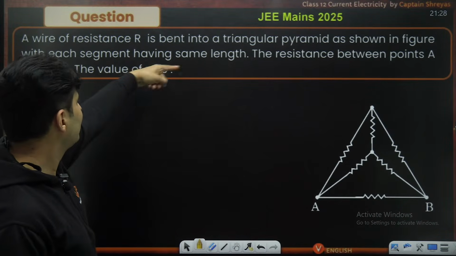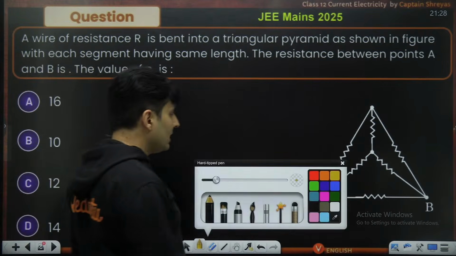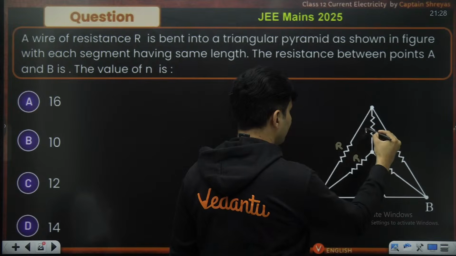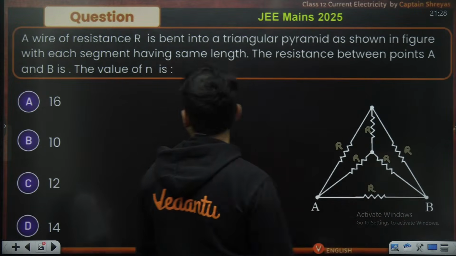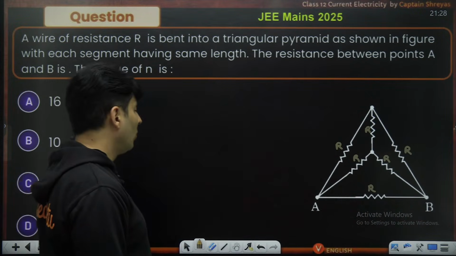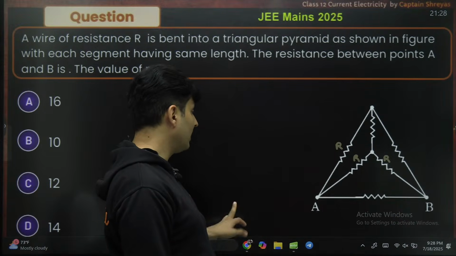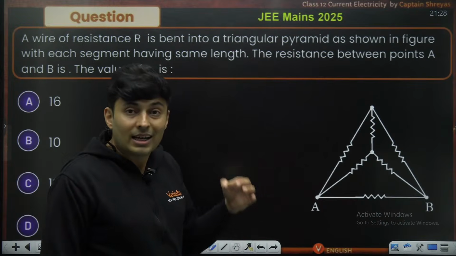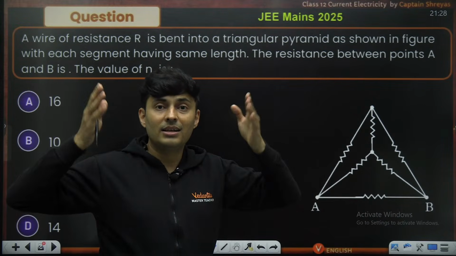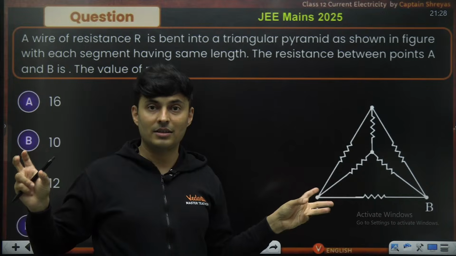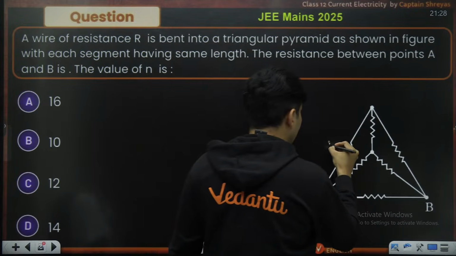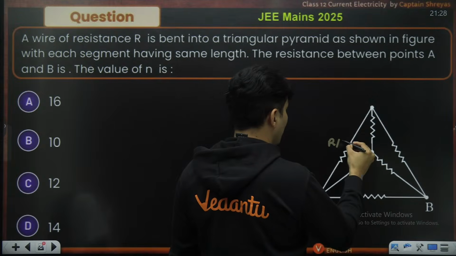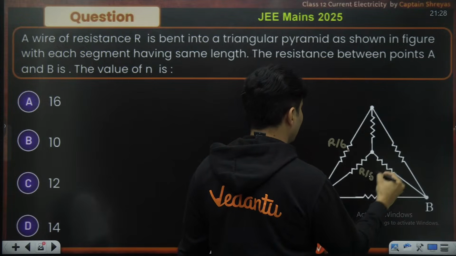It's okay. The wire of resistance R is bent into a triangular pyramid. Each of these resistances are R. This is R, this is R, this is R, this is R, this is R. A wire of... Oh, no. Sorry, each of them is not going to be R. That wire is bent into a pyramid. That means you take that wire and break it down into 6 small resistances. So each one of them is technically R by how much? 1, 2, 3, 4, 5, 6. R by 6.